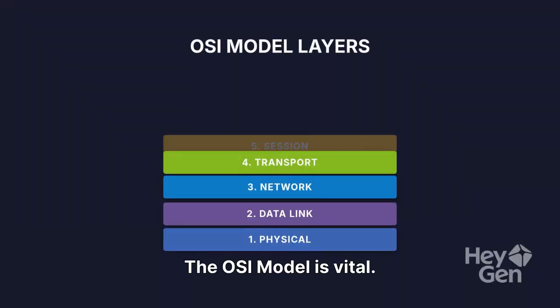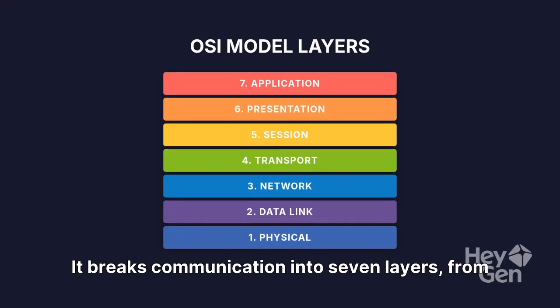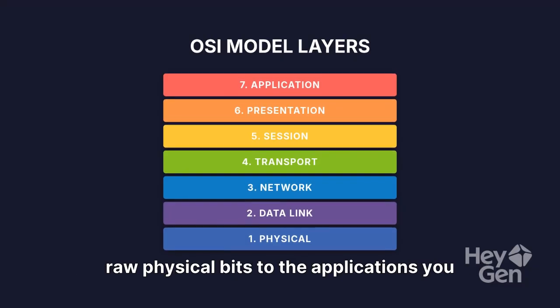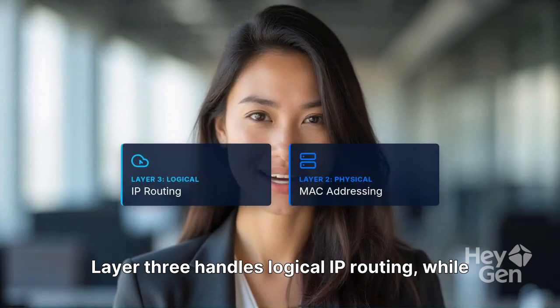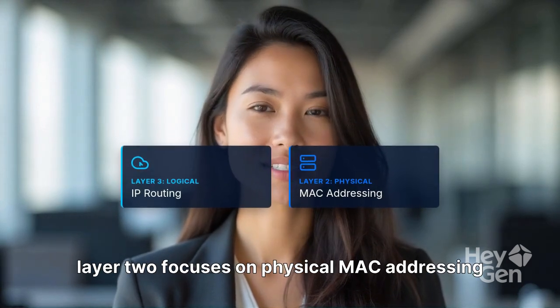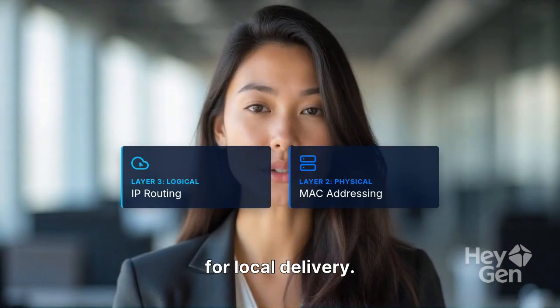The OSI model is vital. It breaks communication into 7 layers, from raw physical bits to the applications you use. Layer 3 handles logical IP routing, while Layer 2 focuses on physical MAC addressing for local delivery.